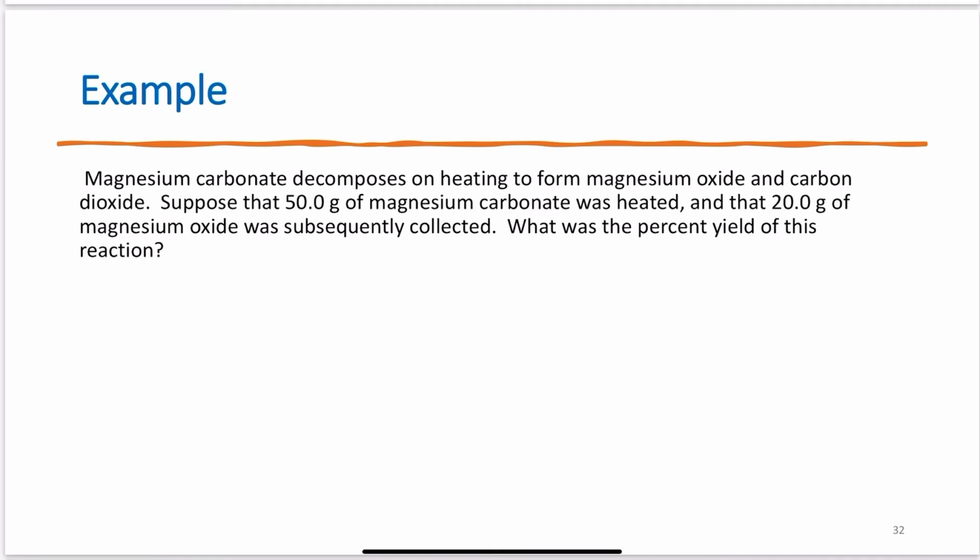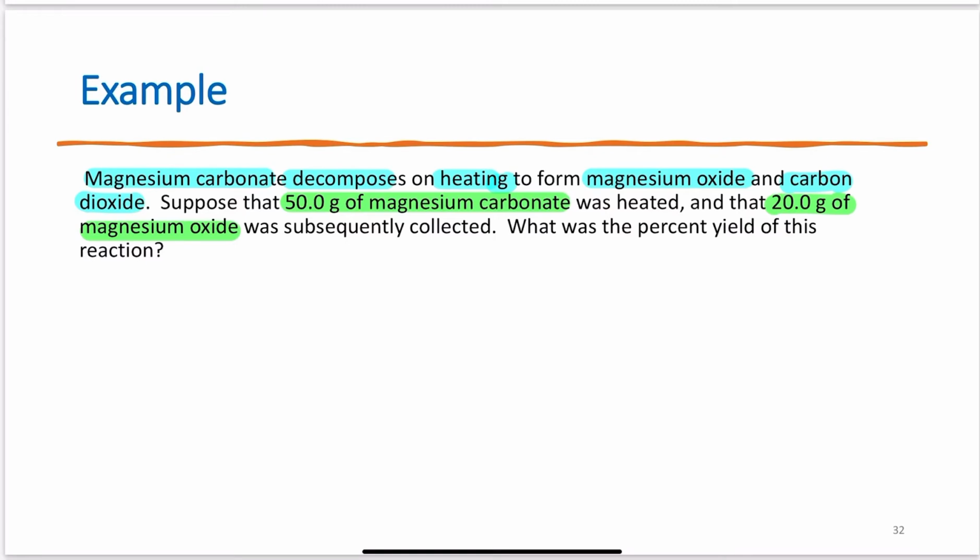We've got magnesium carbonate decomposing on heating. So magnesium carbonate decomposes on heating, and it forms magnesium oxide and carbon dioxide. We're going to have to put together a reaction here. Suppose 50 grams of magnesium carbonate was heated and 20 grams of magnesium oxide was subsequently collected. What is the percent yield of this reaction?